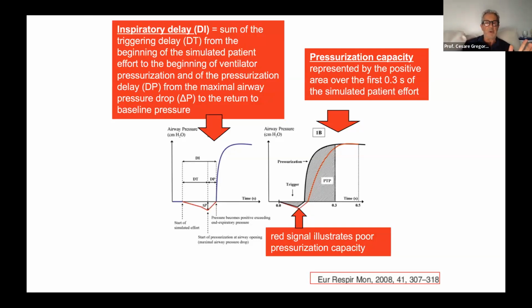Why is this very important? Try to think of a patient that is breathing at a respiratory rate of 30. That means that his or her inspiratory time lasts 600 milliseconds during inspiration. If you have a delay because of poor pressurization of 300 milliseconds, you lose half of the pressurization during inspiration.